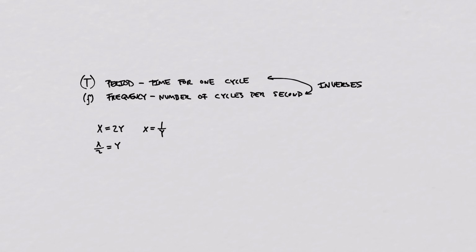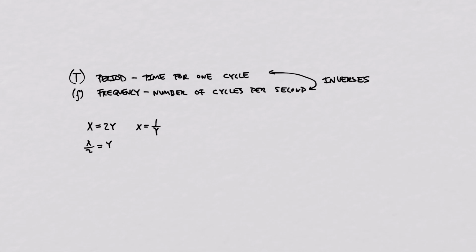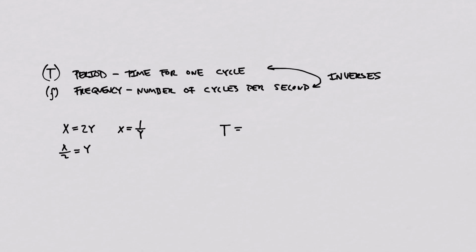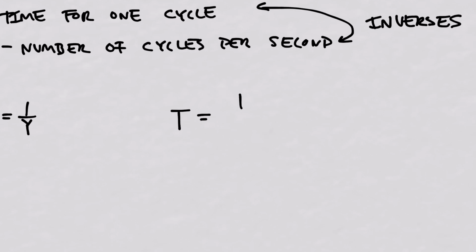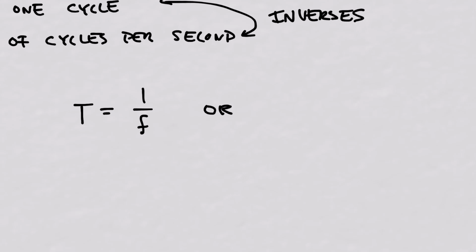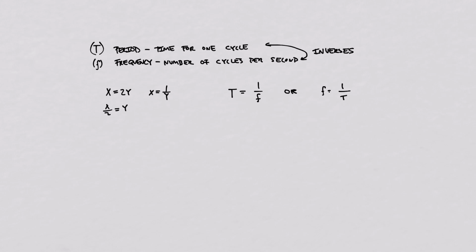So, therefore, we can say, as you guys already know, that the period, T, is equal to 1 over the frequency. Or, we can say the frequency is equal to 1 over the period. They're inversely proportional or inversely related to one another.